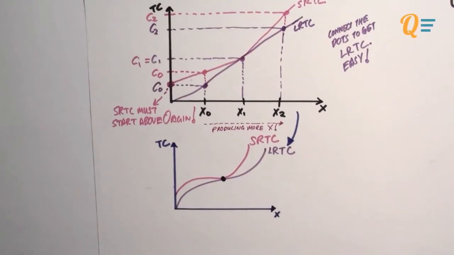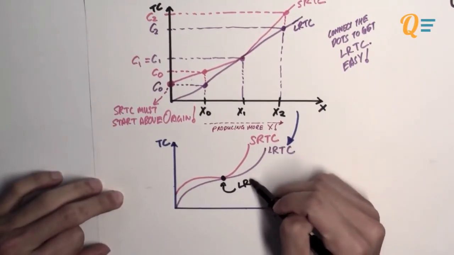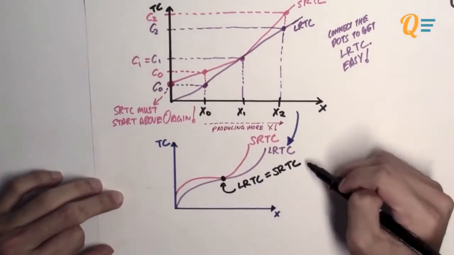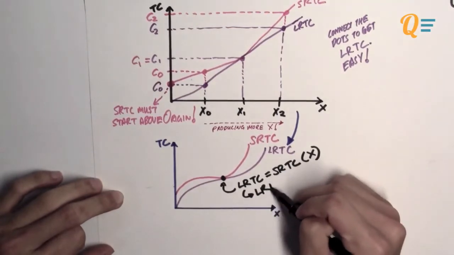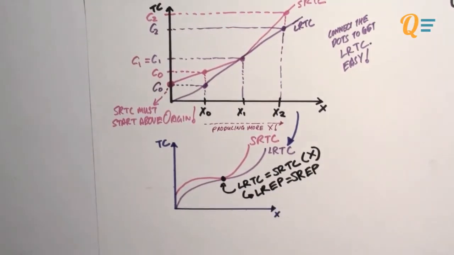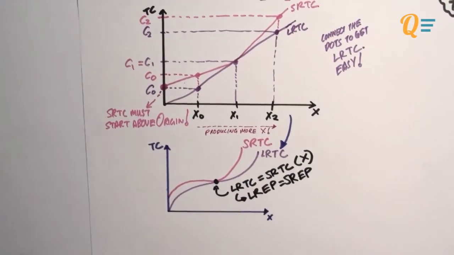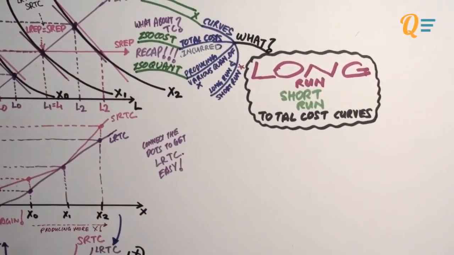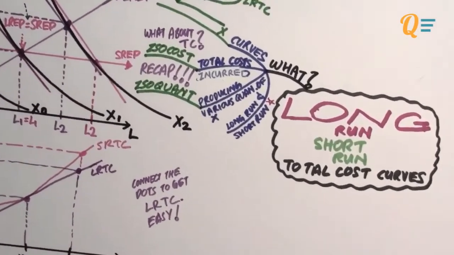And this point is the intersection point where the long run total cost equals the short run total cost for a certain quantity of x. And this is because this is where the long run expansion path equals the short run expansion path. I have no idea how you're going to forget this because I've said it about three times.